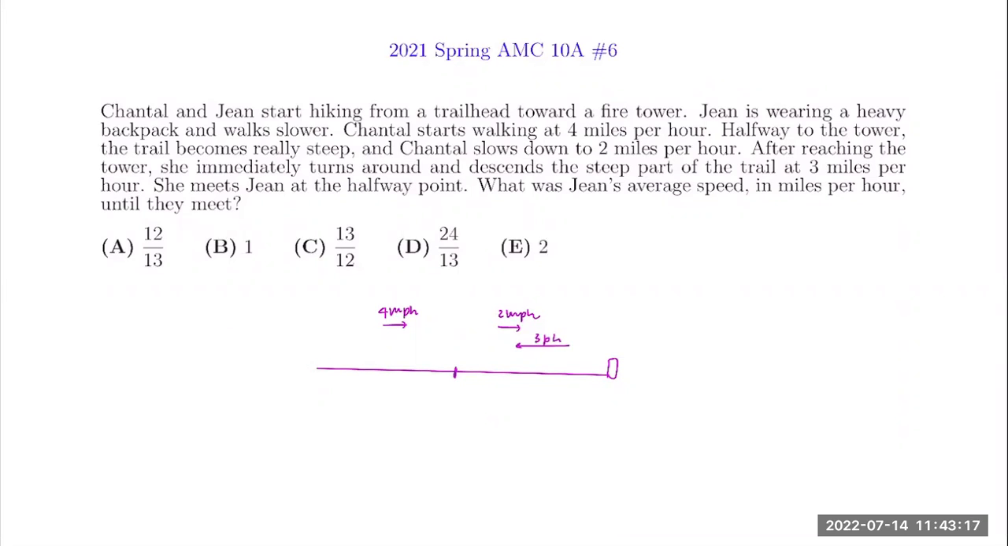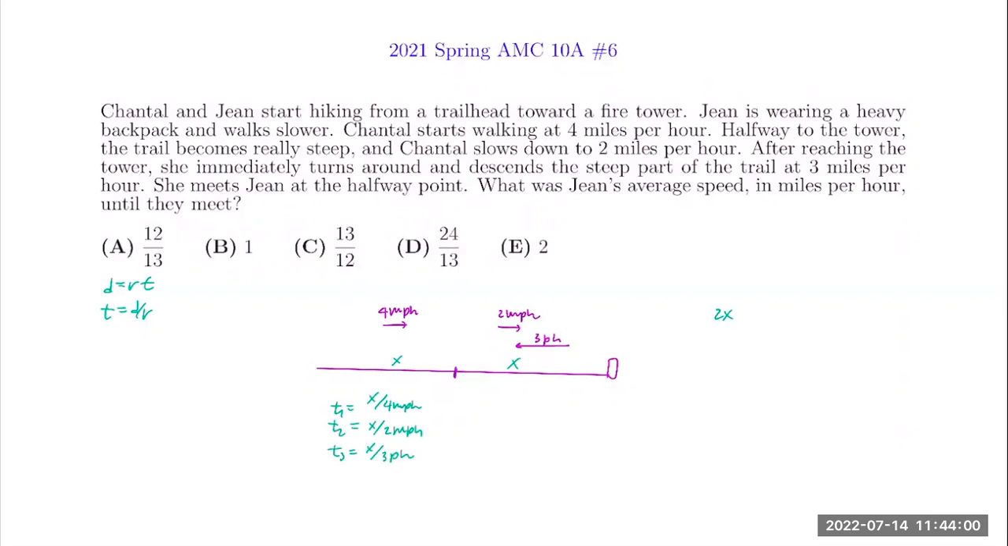So let's call the total distance of this trail a distance x plus x, which is a total distance of 2x. So that means overall, the time that Chantal takes to walk this distance of x plus x plus x is going to be, we know that distance is rate times time, so time is equal to distance over rate. So we have our first time block is going to be distance x over 4 miles per hour. Second time block is distance x over 2 miles per hour. And our third time is going to be distance x over 3 miles per hour.